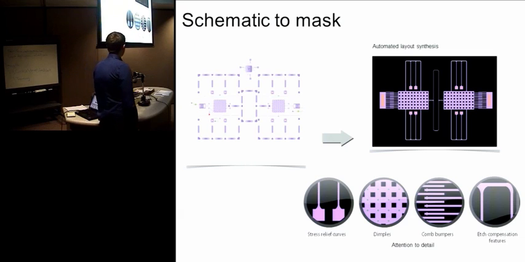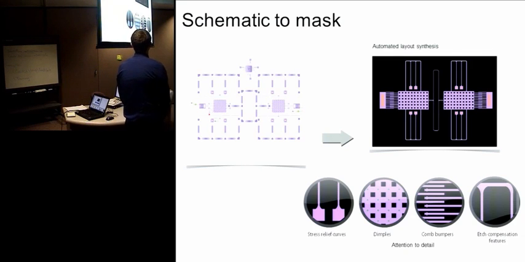This is just an example of what we get when we synthesize a mask from our schematic. And we're able to set very particular details. When you click on certain elements, it will give you these options to add dimples or add some sort of effects like etch compensation features, things that could be useful when you eventually go to fabricate your device.